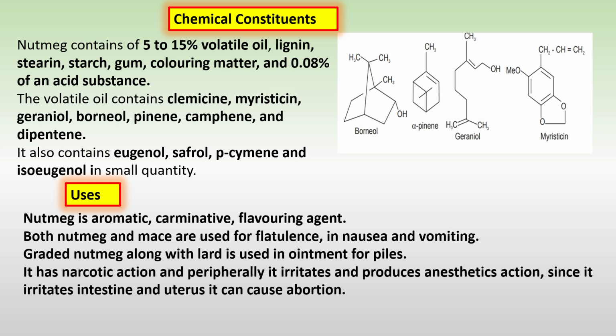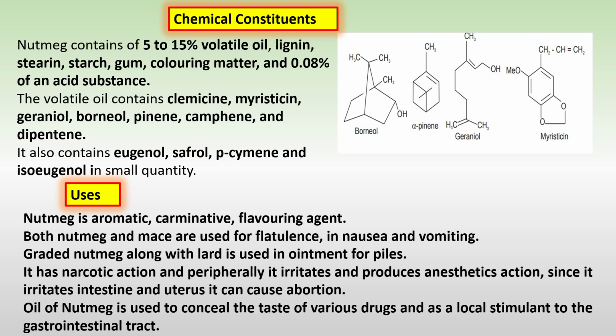Since it is an irritant in the intestine and uterus, it can cause abortion. Better to avoid it in the early pregnancy period. You can avoid food substances containing nutmeg; it can cause even abortion, and some cases have been reported. Oil of nutmeg is used to mask the taste of various drugs and as a local stimulant to the gastrointestinal tract.